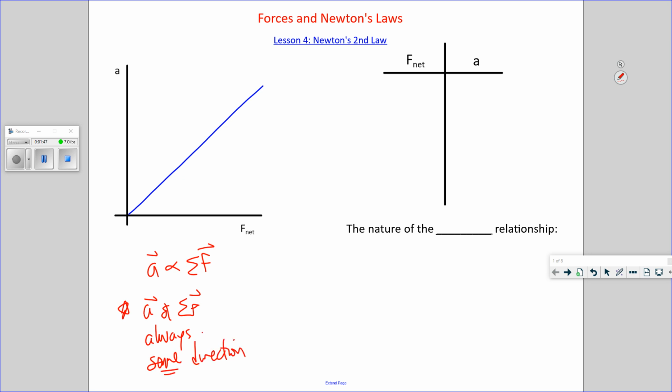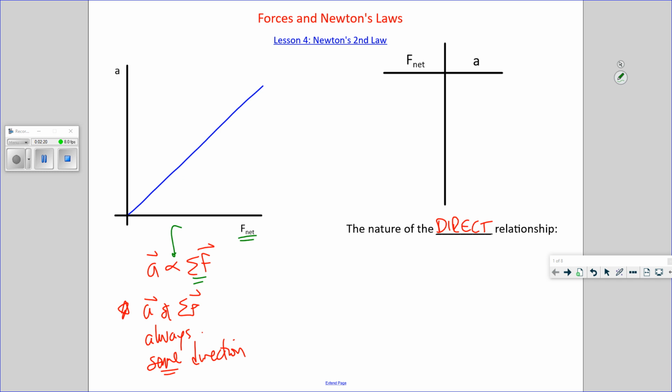All right, so what will an object do under the influence of a net force? Well, it will definitely accelerate in the direction of that net force. Now, the nature of the proportional or direct relationship. When I say A is proportional to net F, that means that A and net F are directly related. And you notice I'm saying net F and I'm saying net F. Two just different notations for the idea of the total of all the forces acting on an object.